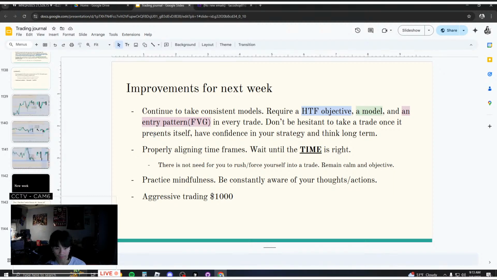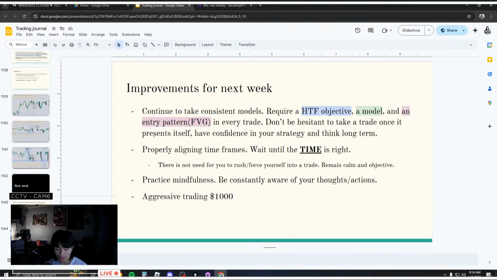Second thing, properly aligning time frames and waiting until the time frame is right. So understand when the lower time frames are misaligned with the higher time frames, you shouldn't be a part of the environment there. You should simply just be a spectator.